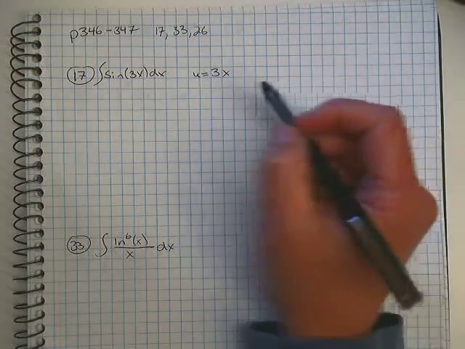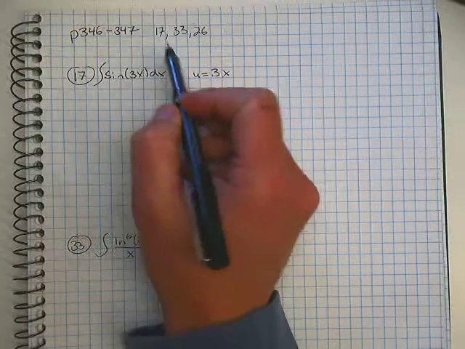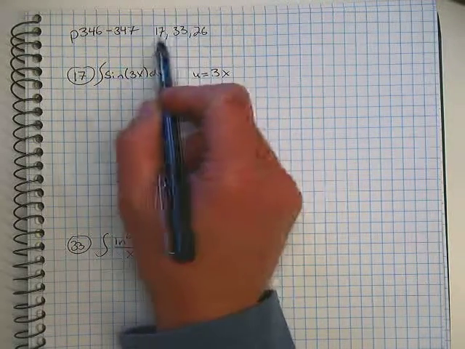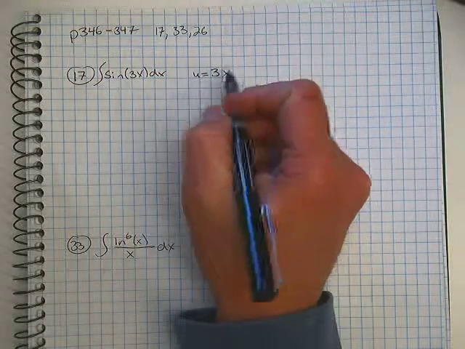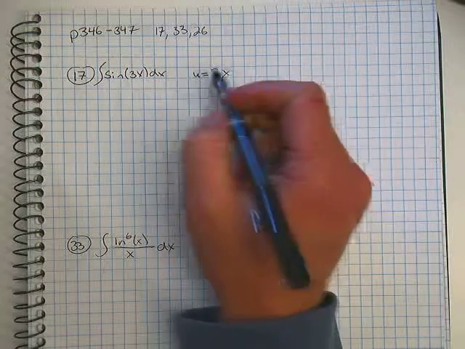So today we're doing page 346 to 347, 17, 33, and 26. I know it's out of order. I apologize, I wrote it down wrong, but we'll just do it that way. So it's going to be u substitutions, 3 problems.